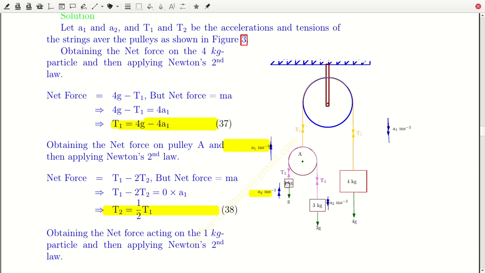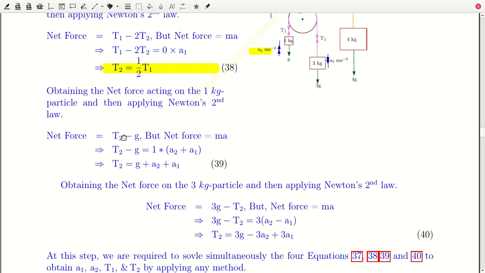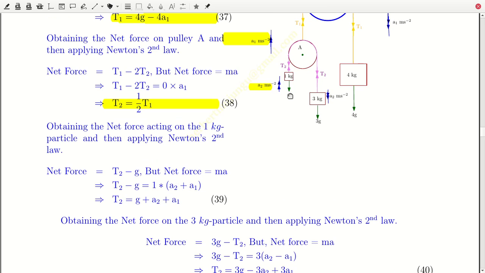So if we go back to the 1 kilogram mass, the resultant force is T2 minus G. Since it is moving up, it means T2 has overcome G. Involving Newton's second law of motion, its acceleration will be A2 plus A1. So it will be T2 minus G equals 1 times A2 plus A1, which when you simplify, you get this expression.